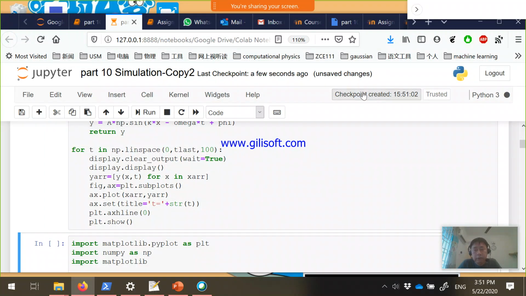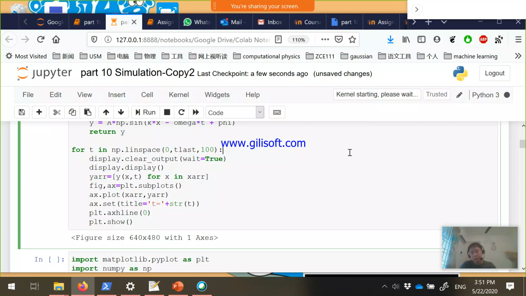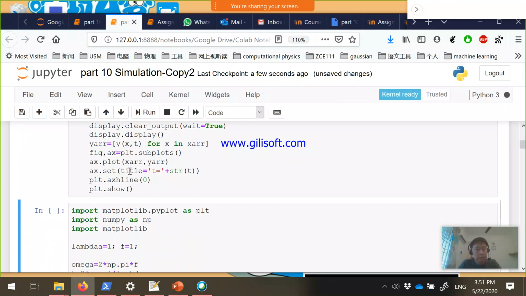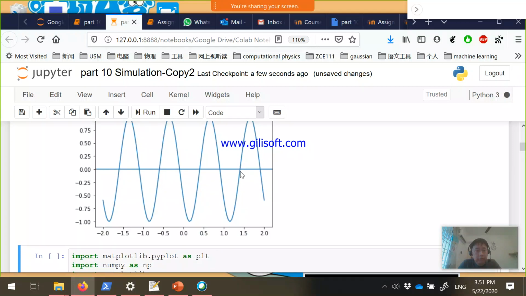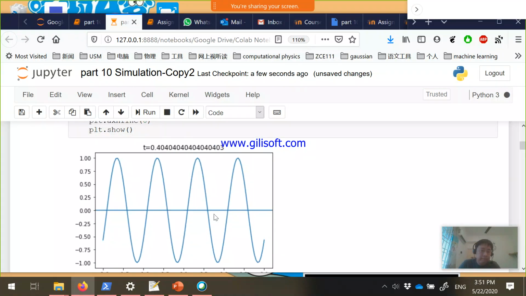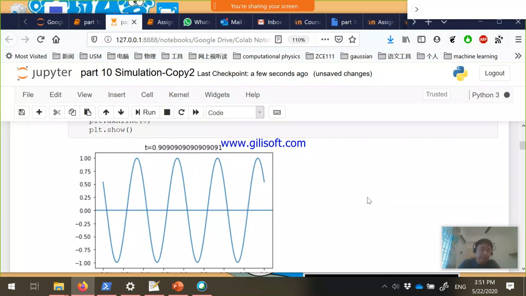Okay, so I'm waiting for this to be created. Okay, so now the kernel is restarting. Sometimes it takes a while for the kernel to restart. Now when you see this come out, that means the graph is almost ready. So then you run it again, and then you will be able to see the results. Okay, so now you see the graph, the wave that is propagating to the left.